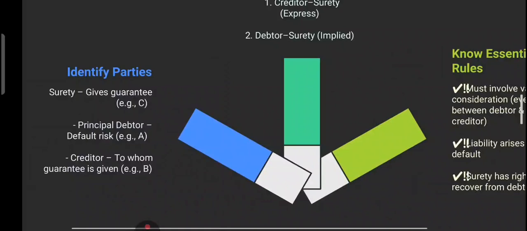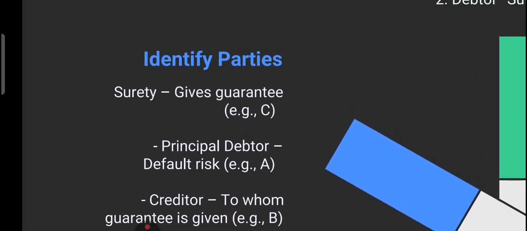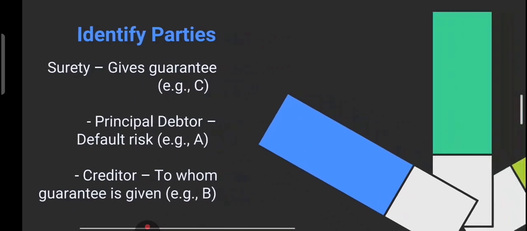So if you look at the key parties, as you can see here, the first one is surety, means the person who gives the guarantee. Then we have principal debtor, means the one who owes the money and carries the default risk. And the third one is creditor, means the person or the entity to whom the guarantee is given, right? So surety gives the guarantee, principal debtor is the person who owes the money and carries the default risk, and the creditor is the person or entity to whom the guarantee is given.